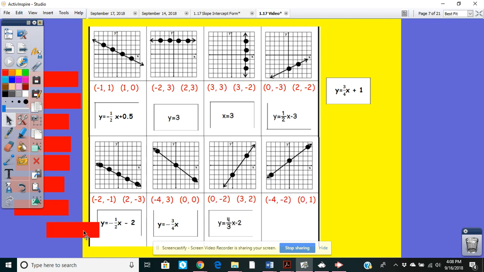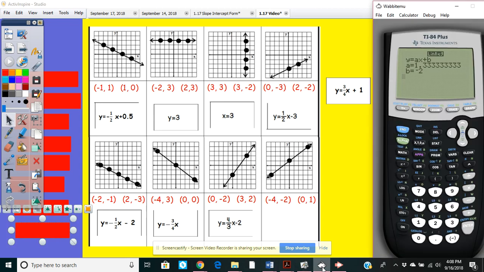And then finally, my last one, we want to check it, just make sure that it's the right equation that we need. Again, make sure you're either clearing your calculator or you're clearing the list individually. Don't leave data in there for a new problem. My x's here are -4 and 0, and then my y's are -2 and 1.